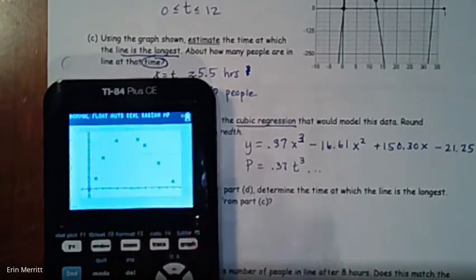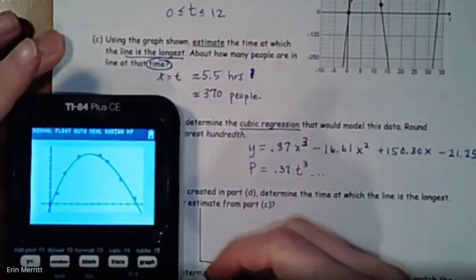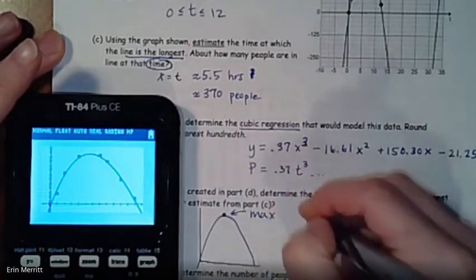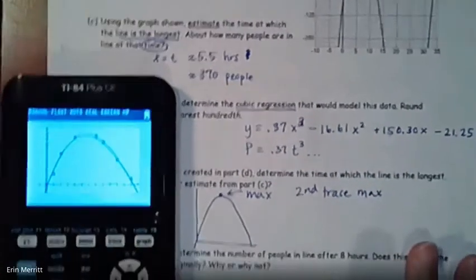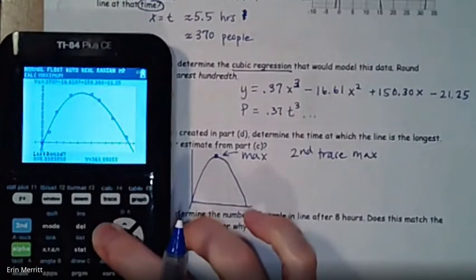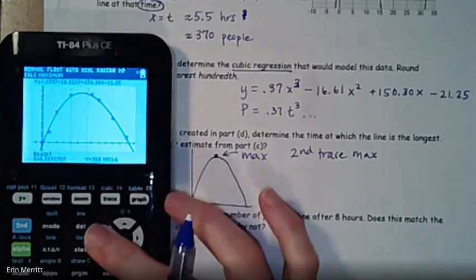All right, just hit graph because your window's already set. And now to calculate that top or that maximum point, you guys know this, you are well trained. Up here, if I want that maximum, second, trace, max. Let's let the calculator do some work here. So second, trace, max, shift to the left side of it, hit enter, shift back to the right side, and then take a guess somewhere in the middle.